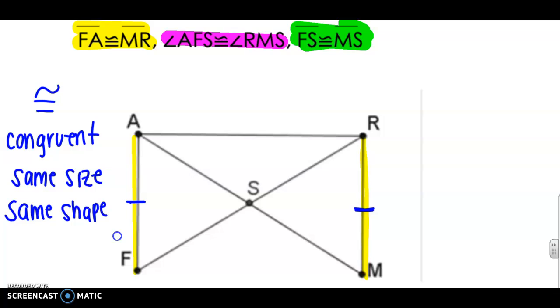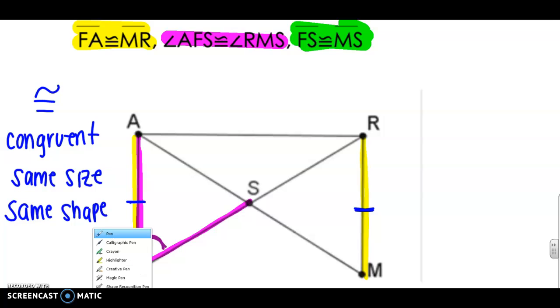Now the purple part says we want to show on the picture that angle AFS is congruent to angle RMS. So first step is to find that angle on the picture. How do you find the angle? You go in the order of the letters. So this is angle AFS. So we're going to go AFS. Angle AFS here I have highlighted in purple. And I'm going to put a little half circle inside here to show we're talking about the angle. It's congruent to angle RMS.